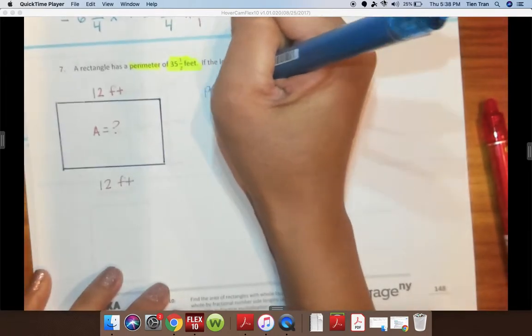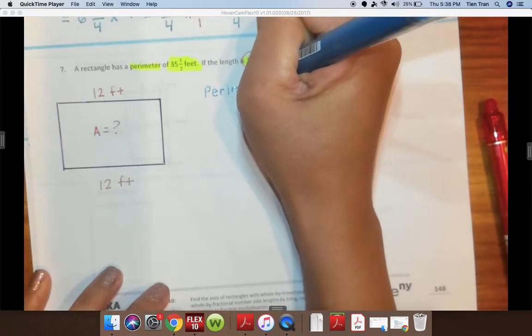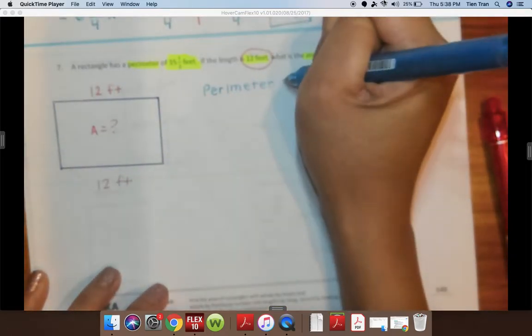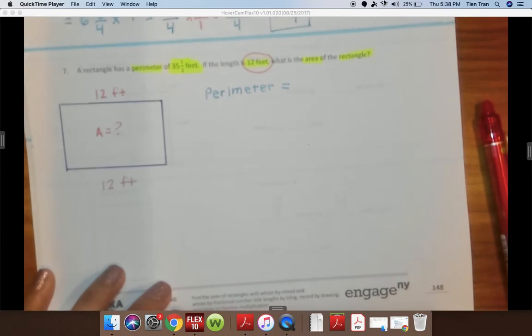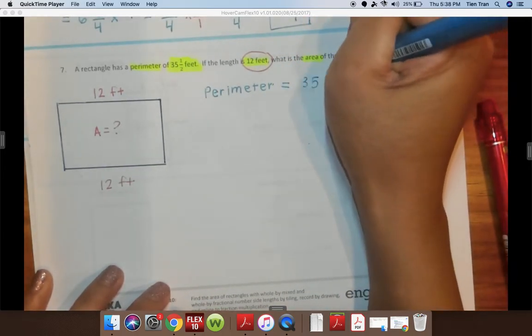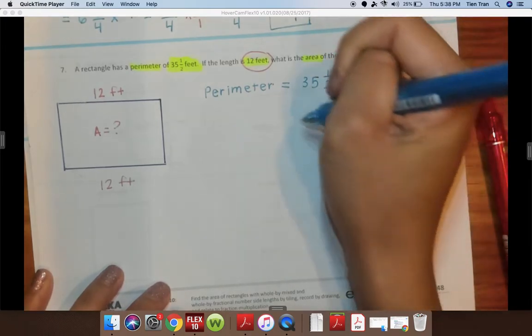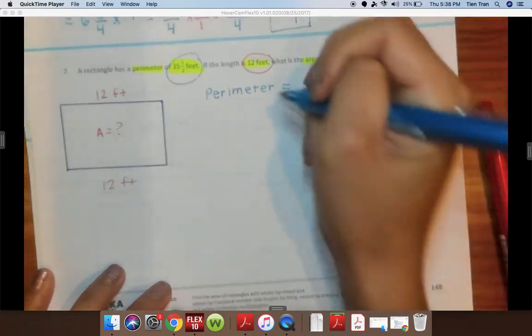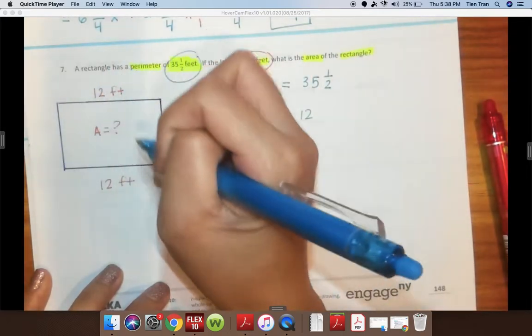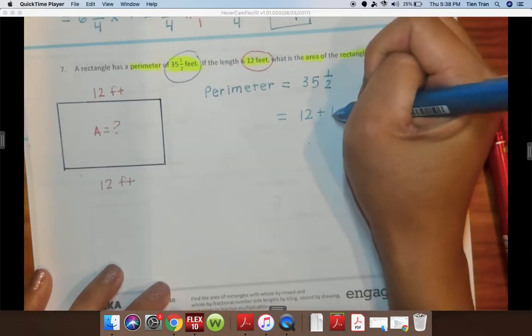So I know that when I am solving for a perimeter problem, I am adding all sides of the rectangle together to get the perimeter. And I know the perimeter is equal to 35 and 1/2 feet. Okay? It tells me right here. So I have two sides already. I have 12 and 12. So I'm going to put that down.